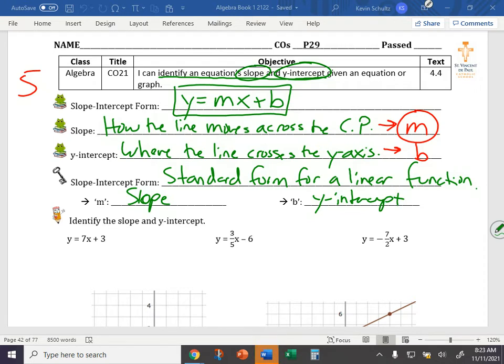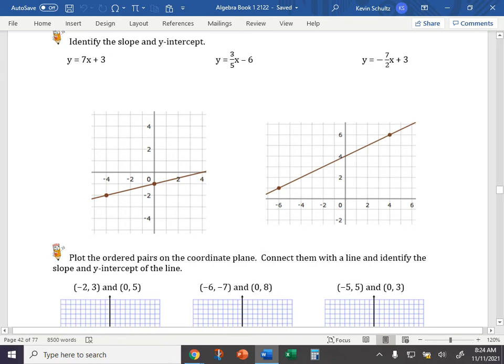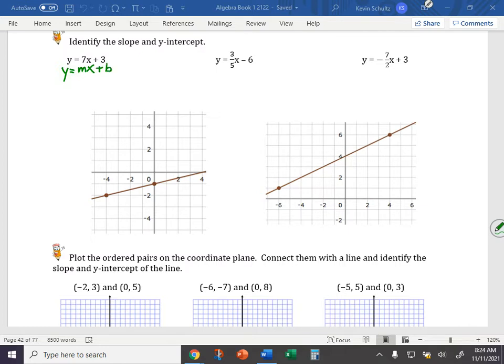Questions on these notes so far? Good. Going down to some relations, some in equation form, some in graph form, your job here is to identify the slope and the y-intercept. Notice this is written in y equals mx plus b form. You've got your x variable and your y variable, and we've replaced m with 7 and b with 3. So you recognize that it's in slope-intercept form.